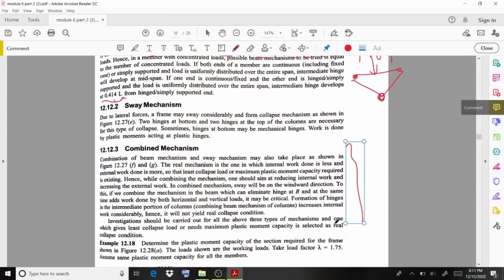All other procedures regarding the calculation of the collapse load and the plastic moments, we will see. We will get a lot of values for the collapse load if you consider these different mechanisms. In the case of the collapse load, you have to take the least value, and in the case of the plastic moment you have to take the maximum value.